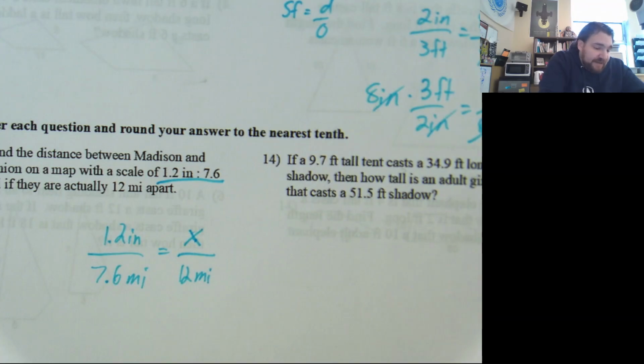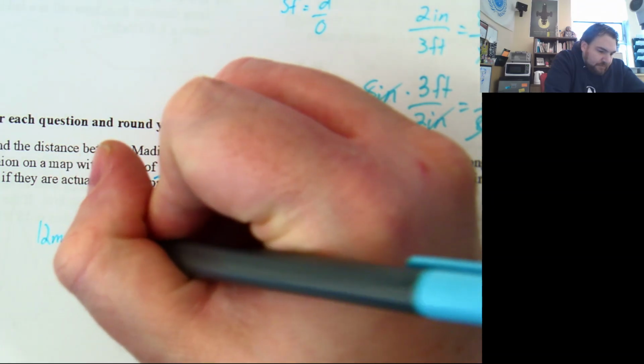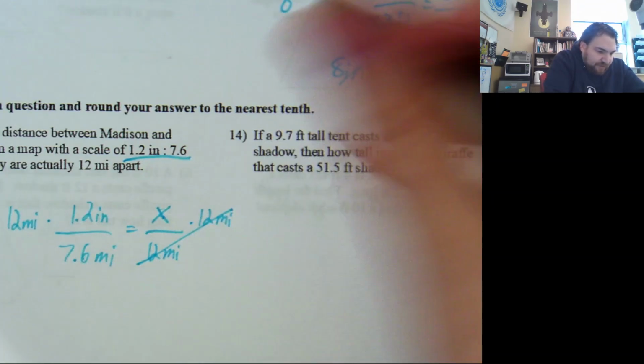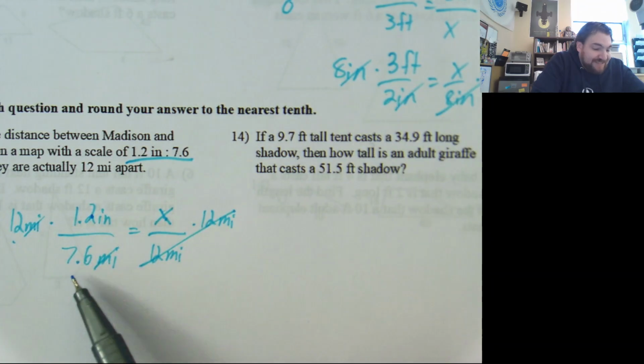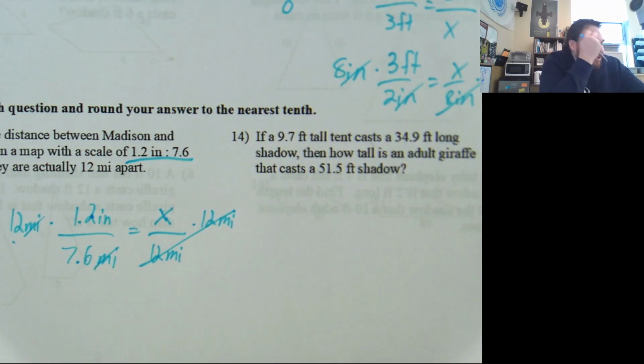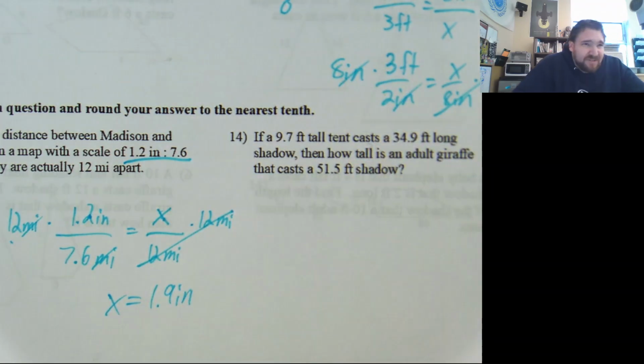So now to get x by itself, I just need to multiply both sides by 12 miles. Here that's going to cancel. Here the miles will cancel. And we're going to get 12 times 1.2 divided by 7.6. 12 times 1.2, I think, is 14.4. Divided by 7.6 should be 1.9. Zara, does that make sense?